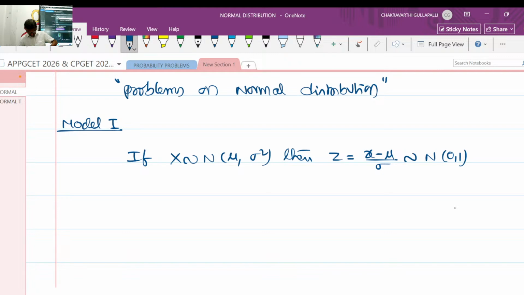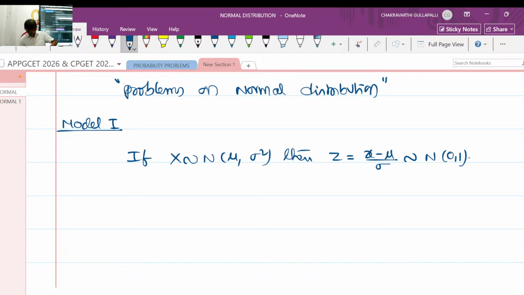taking mu and sigma square and solving the problem is very typical. So the mu is converted into 0, and sigma square is converted into 1. How can we convert this mu to 0 and sigma square to 1? With the help of the standard normal variate, already explained. Z equal to X minus mu by sigma follows the standard normal variate, with mean value 0 and variance value 1.